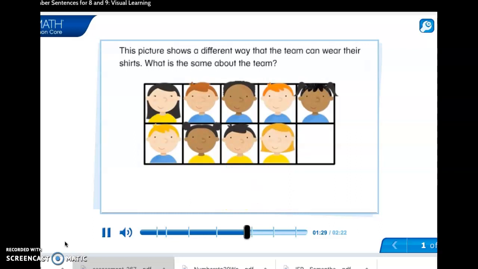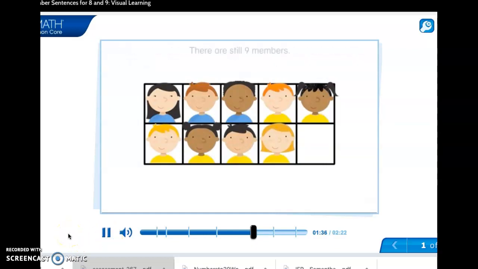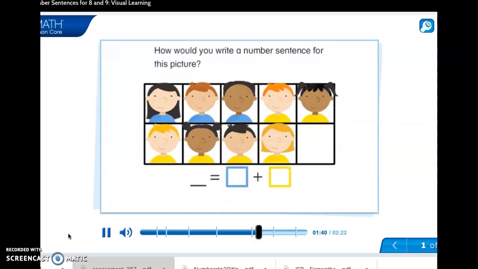This picture shows a different way that the team can wear their shirts. What is the same about the team? There are still 9 members. How would you write a number sentence for this picture? 9 equals 3 plus 6. There are 3 children in blue shirts and 6 in yellow shirts.